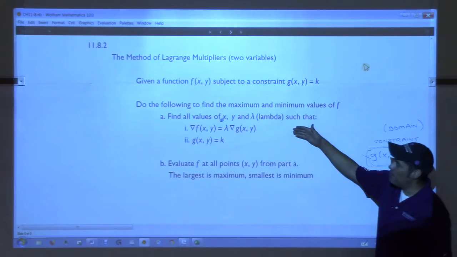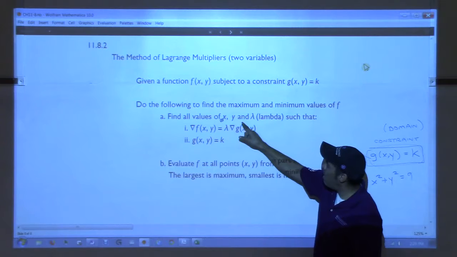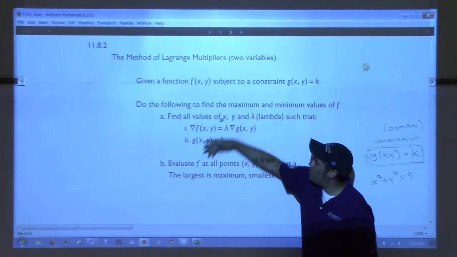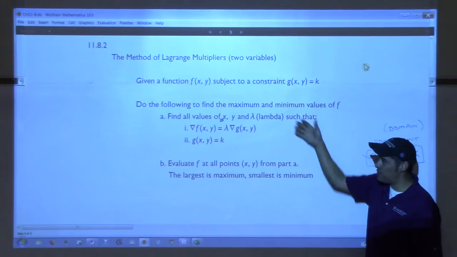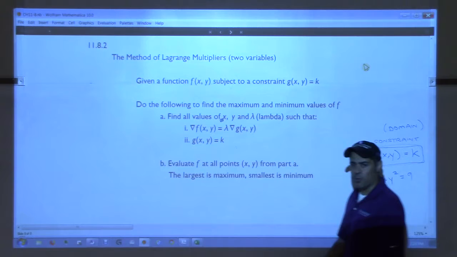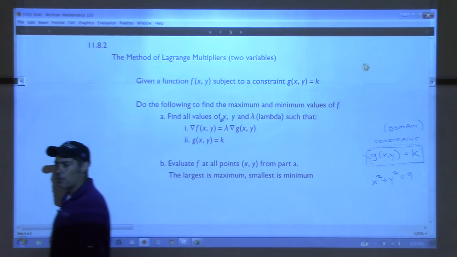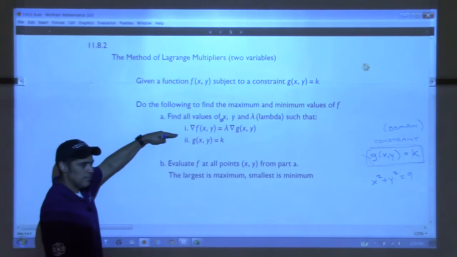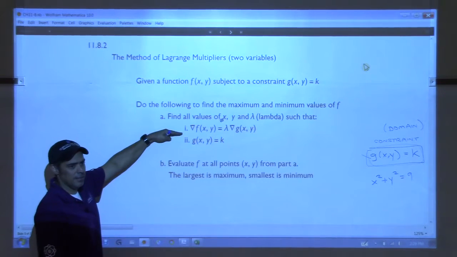After we figure out all the x's, y's, and lambdas that make these two true, all we have to do is evaluate our original function at those points and then just compare them. The biggest one will be our max, and the smallest one will be our min. I hope that visual aids a little bit in understanding where this comes from. But at the end of the day, this is it. This is Lagrange right here.